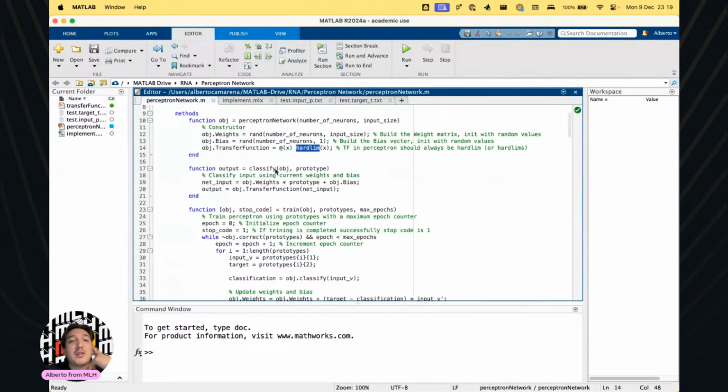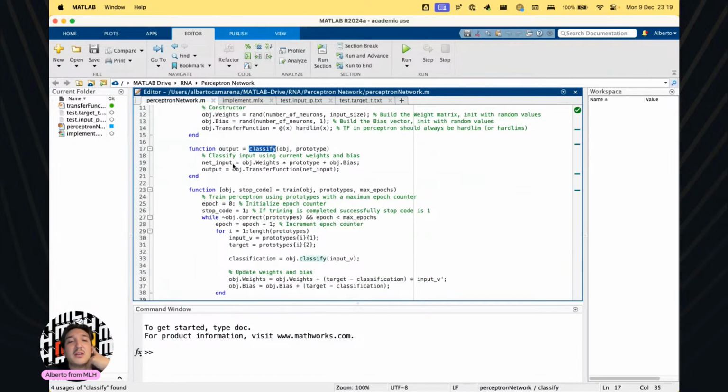The output of classification will be exactly the A we talked about. A is equal to W times P plus bias. That's all, and that's the N. N is passed to the transfer function, which is hardlim, and that's A. Nice.